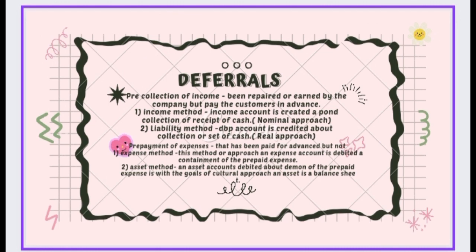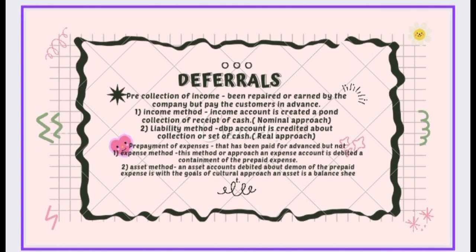The second type of adjusting entries is deferrals. Deferrals account for expenses that have been prepaid or early receipt of revenues. In deferrals, there are also two types: pre-collection of income and prepayment of expense. Before we tackle pre-collection of income and prepayment of expense, let me give examples of deferrals.